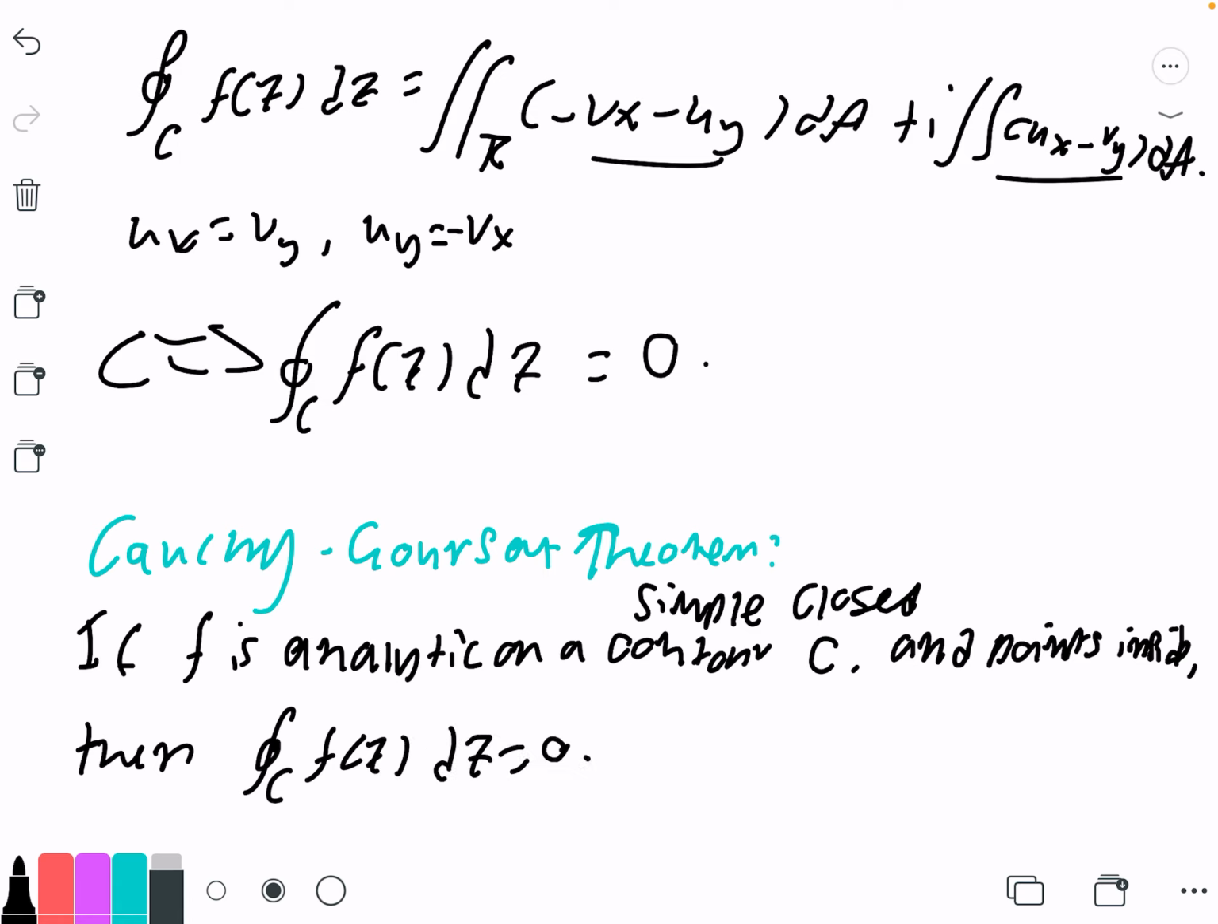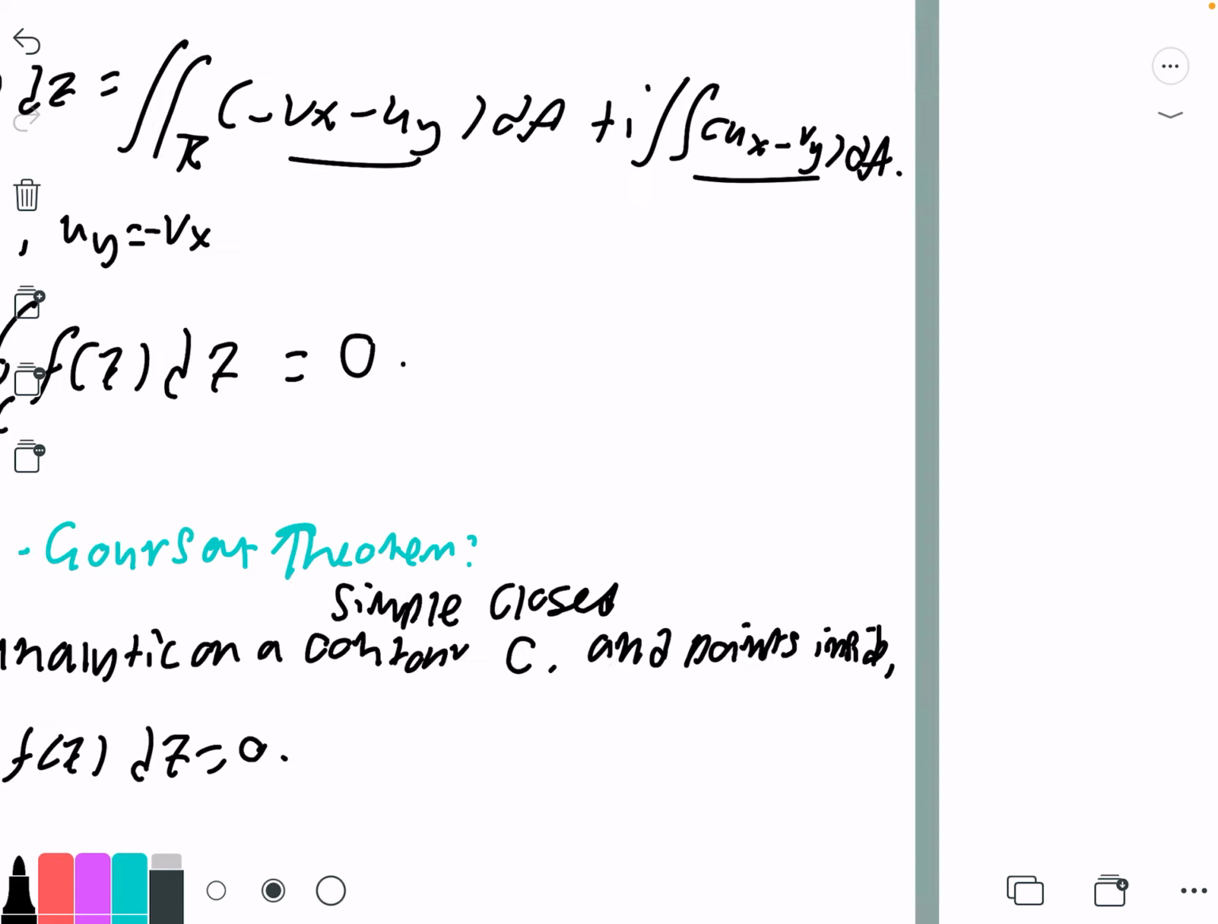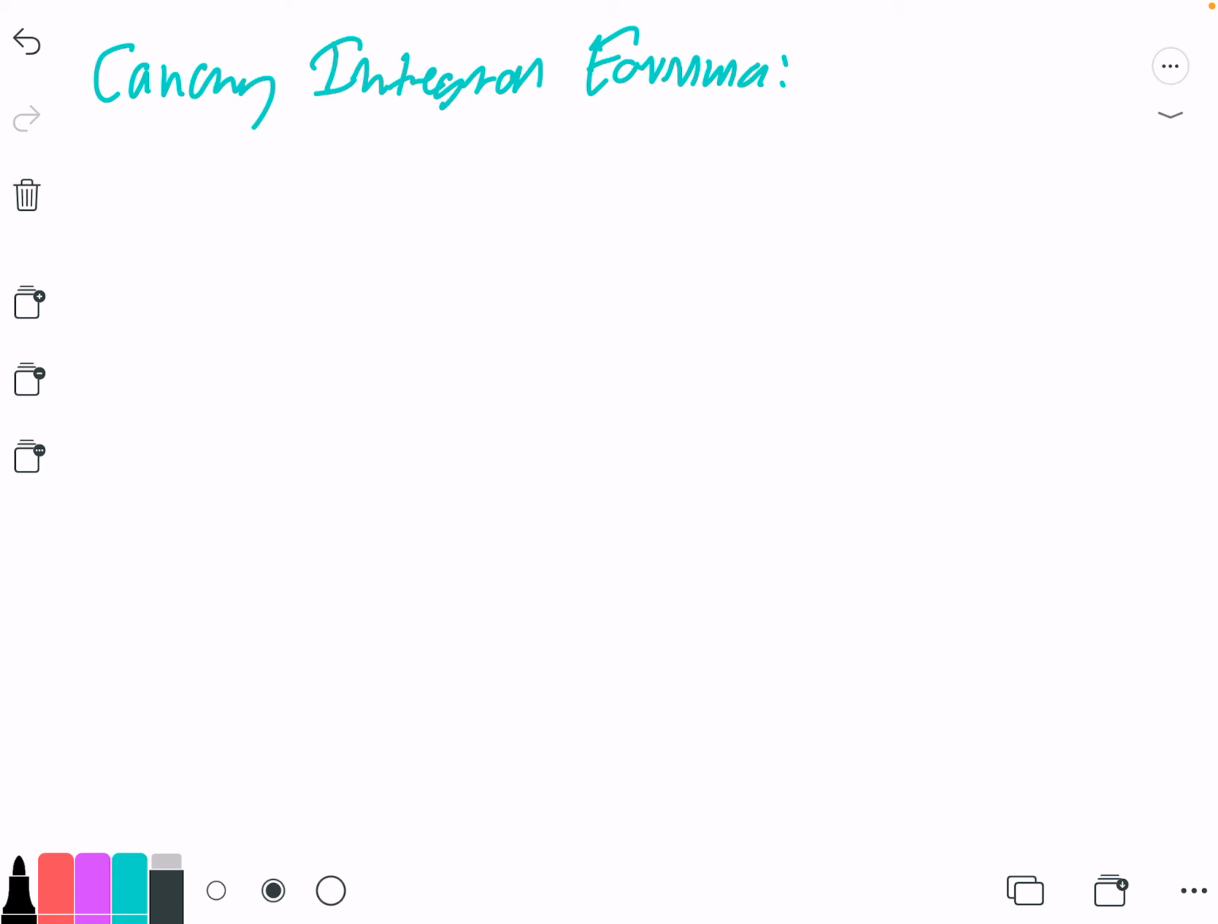I'm not going to prove this because it's a rather more analysis-flavored proof, and I don't think it's in the scope of the handout, so I'm just going to omit it. So next, we're going to move on to another very fundamental result, which is the Cauchy integral formula, and the extended Cauchy integral formula.